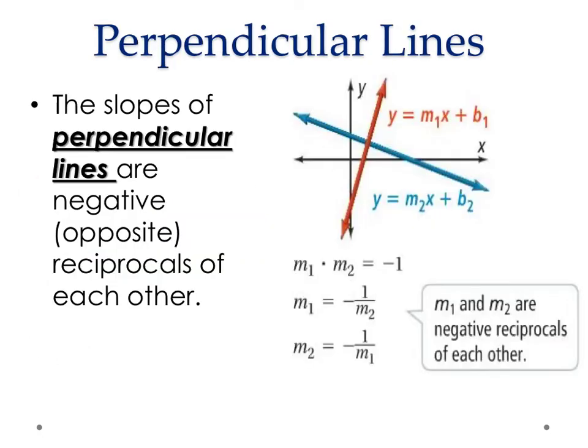Now, perpendicular lines have opposite reciprocal slopes. So remember, perpendicular means that they intersect and form a 90-degree angle. So their slopes will be opposite reciprocals. So the opposite part means opposite signs. Reciprocal means that you flip it over to get the reciprocal.